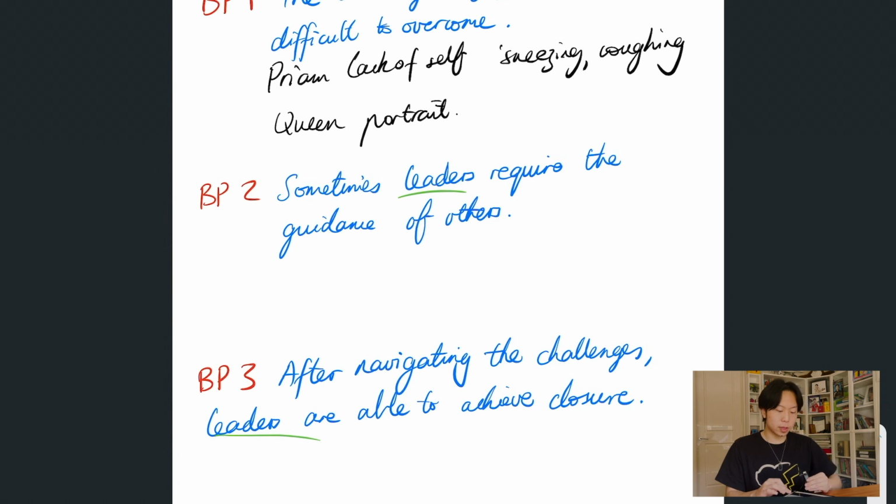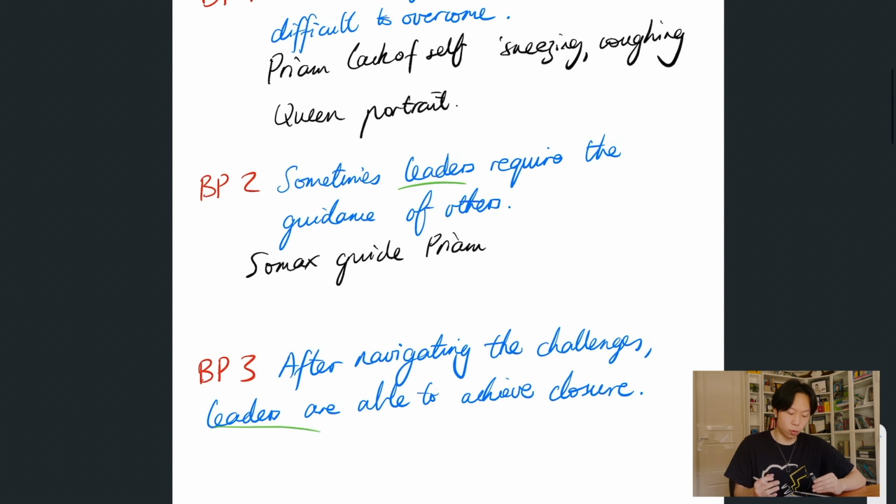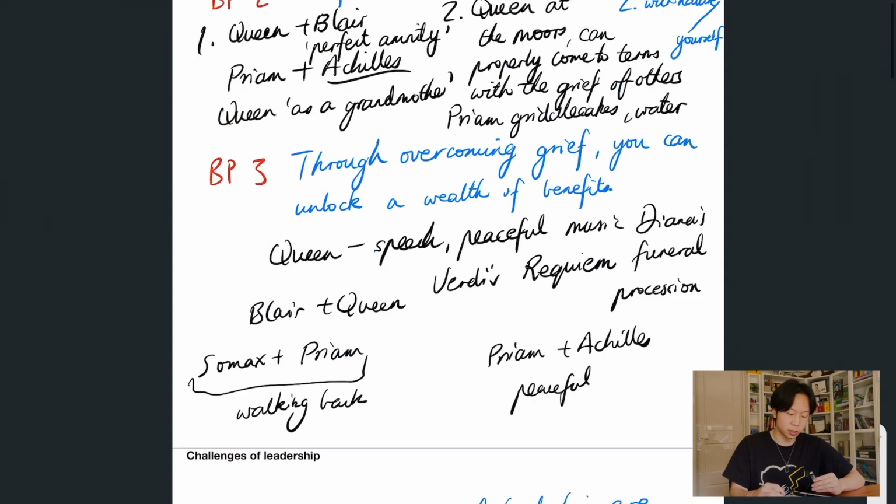Body paragraph 2. Sometimes leaders require the guidance of others. So Somax guiding Priam, sort of urging him along, telling him to relax, giving him the griddle cakes is really important. And also Blair plus the Queen. You see the way that Blair continually persists with the Queen, never really gives up on her, keeps calling her, and also orders her what to do at the end, gives her clear instructions on how to improve the situation.